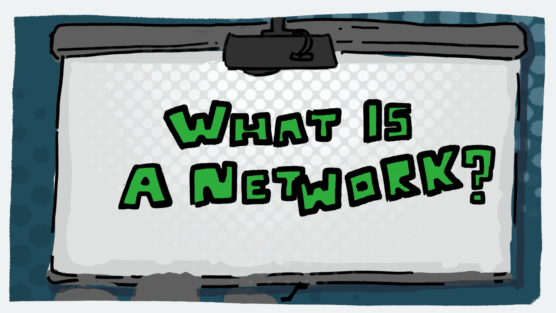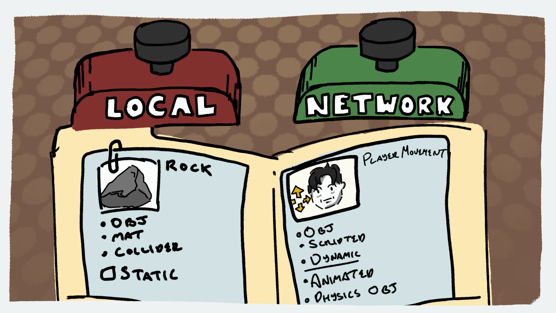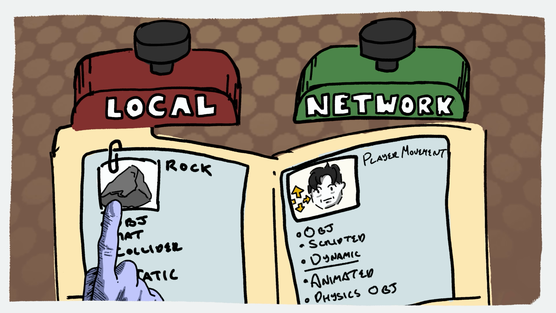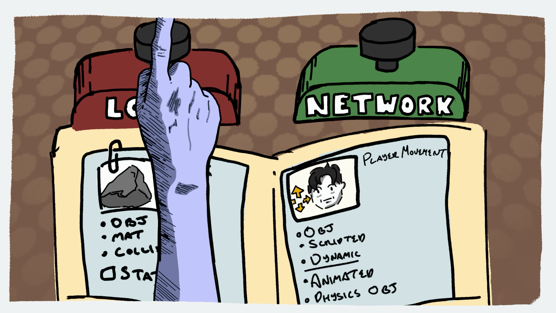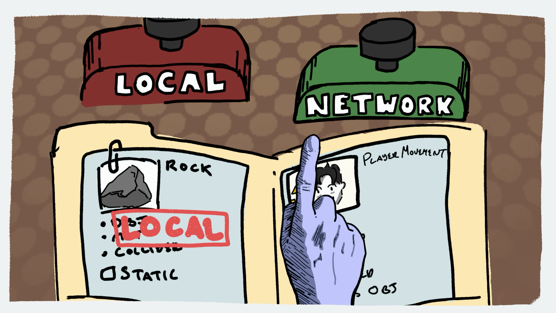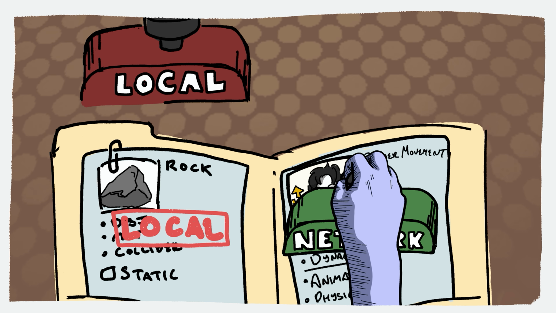Well, what is a network? A network is a group of connected computers that communicate to share data. When networking for an indie game, you want to make sure you're only networking critical information. Things that are static, like your environment, probably don't need to be networked, but things that are dynamic and change, like the player characters or their movement, need to be networked so they sync up on all the players' screens.